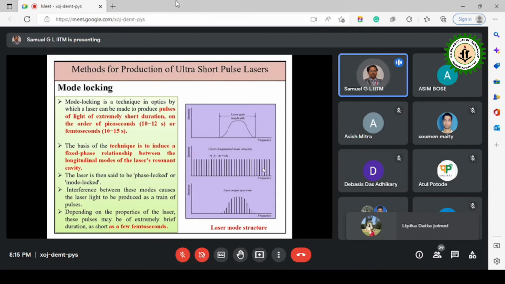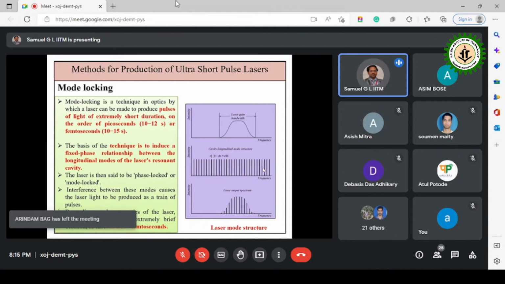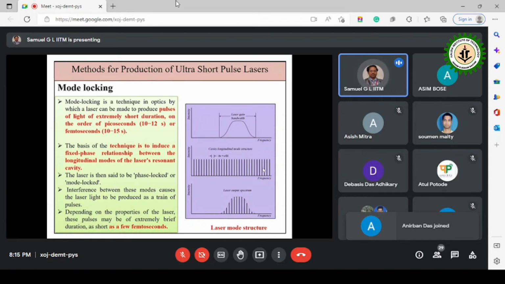But the problem is that high intensity lasers will heat that disc, and then it starts melting after some time. Also, high speeds are not possible with those mechanical methods. So now we have what are called optoelectronic kinds of methods, by using which we can produce these kind of ultra short pulse lasers.